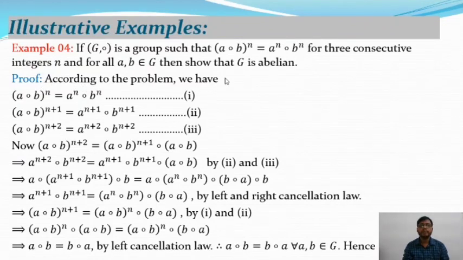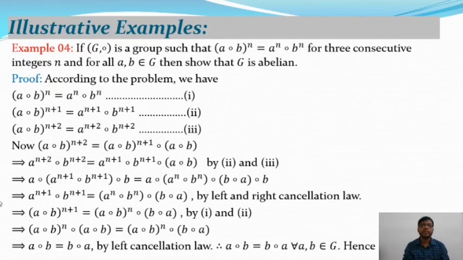According to the problem, we have (a∘b)^n = a^n ∘ b^n. So this relation is satisfied for three consecutive integers. So (a∘b)^n = a^n ∘ b^n, we can write as equation number 1. (a∘b)^(n+1) = a^(n+1) ∘ b^(n+1), equation number 2. And (a∘b)^(n+2) = a^(n+2) ∘ b^(n+2), equation number 3. So n, n+1 and n+2 are three consecutive integers.